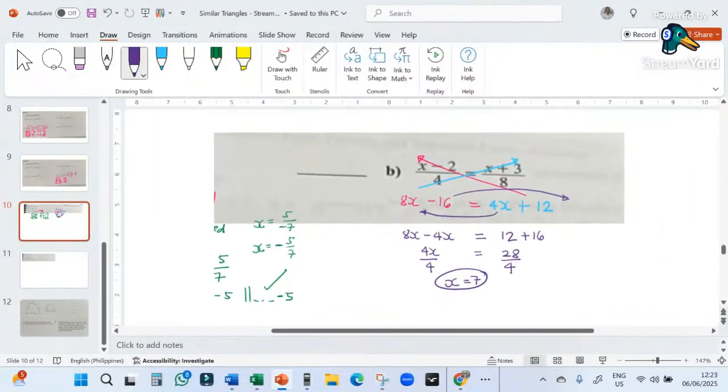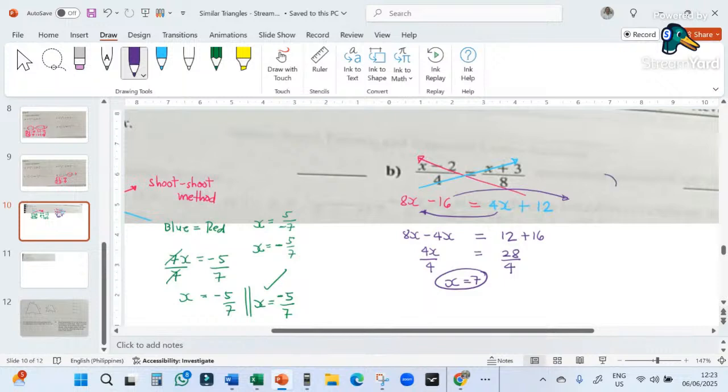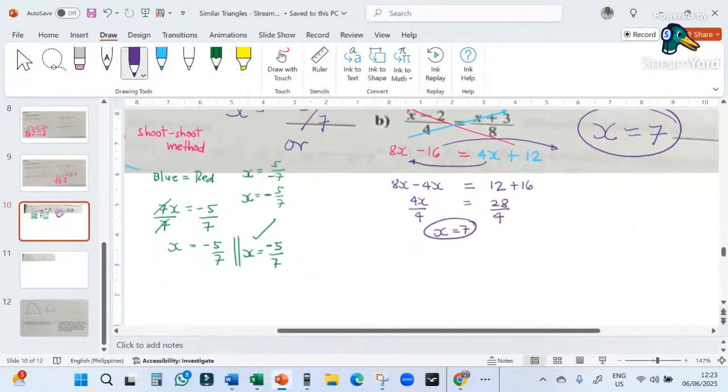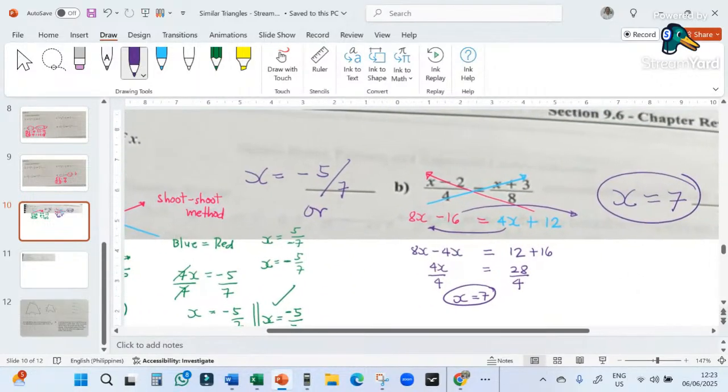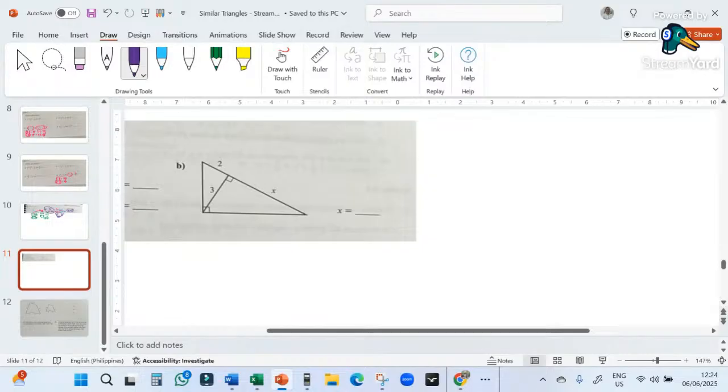Okay, the answer for letter B. x is equal to 7 and letter A is x equal to negative 5 over 7 or the decimal equivalent of negative 0.7. Okay, very good.